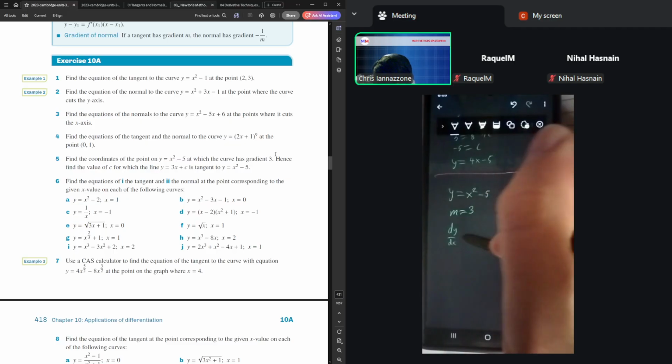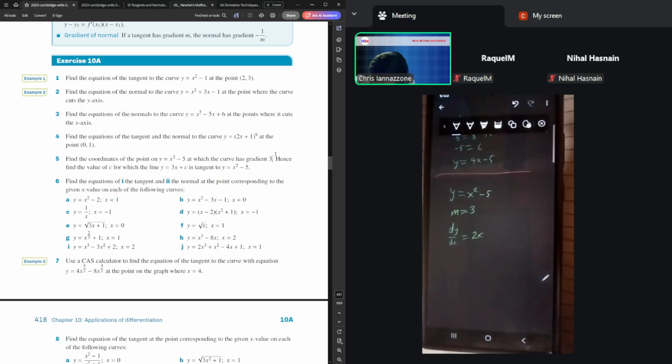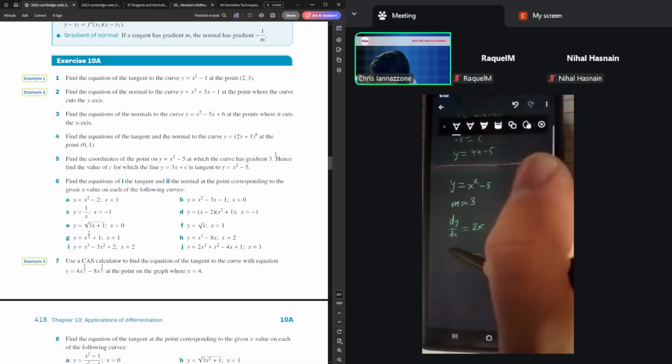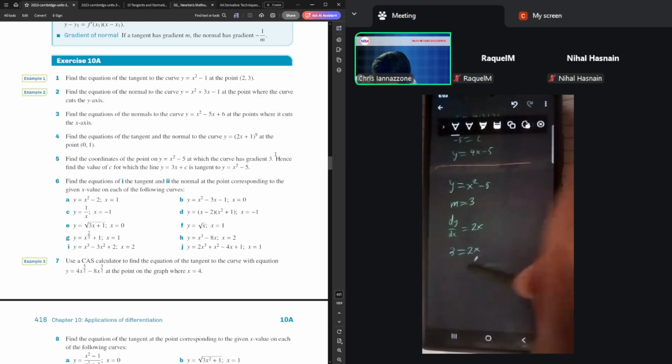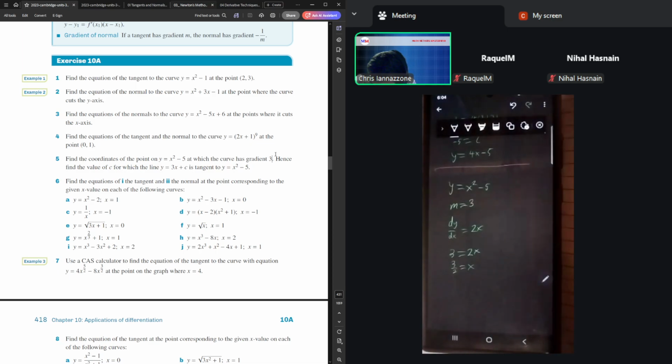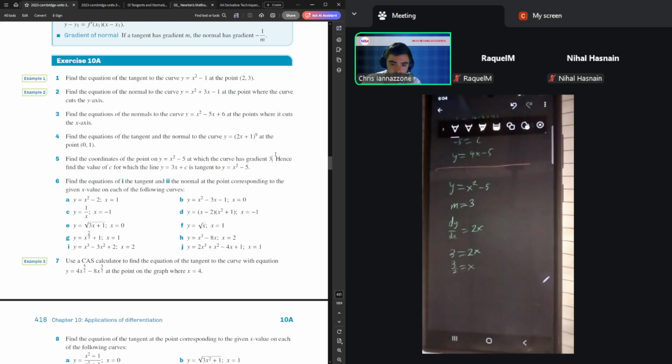dy dx is once again going to be 2x because the constant doesn't matter. Because gradient is 3, we now have 3 equals 2x. X is now going to be 3 on 2. So that gets us the x value for which you would have to take your tangent to get a gradient of 3.